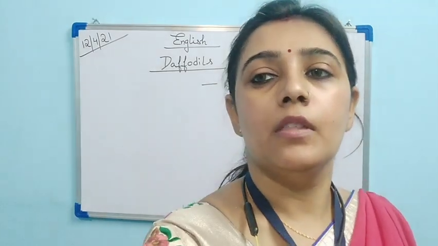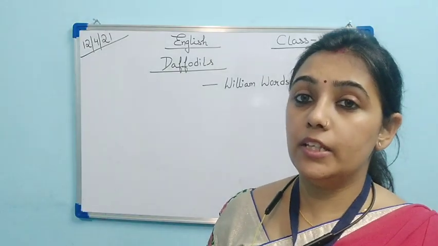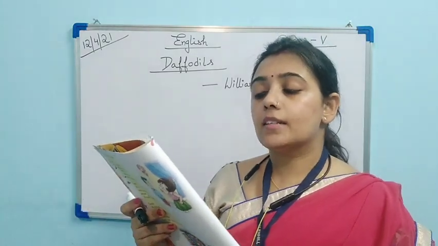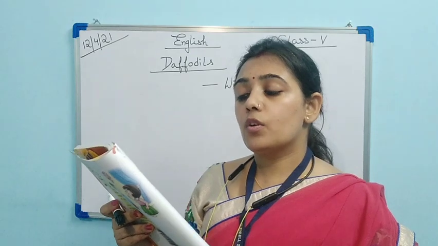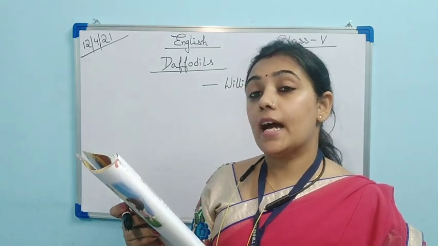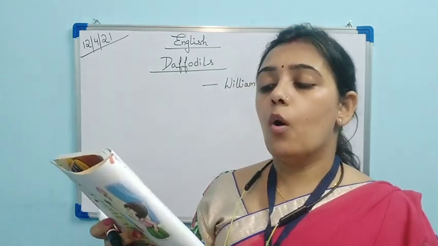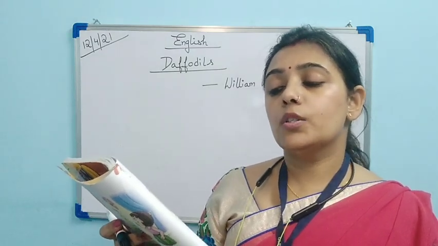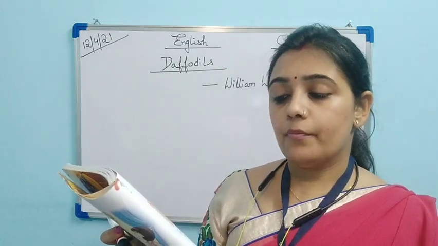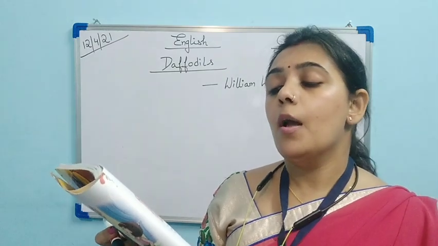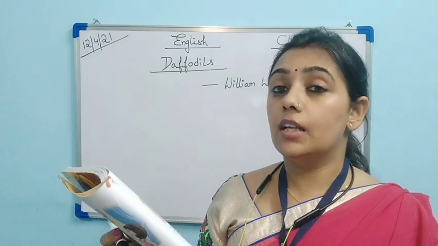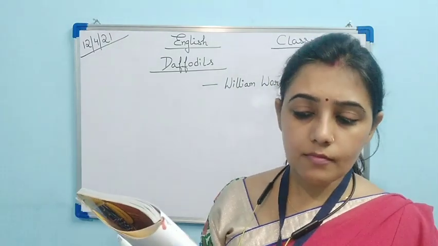Okay, now I will read and I will explain the poem to you. I wandered lonely as a cloud that floats on high o'er vales and hills, when all at once I saw a crowd, a host of golden daffodils. Beside the lake, beneath the trees, fluttering and dancing in the breeze.